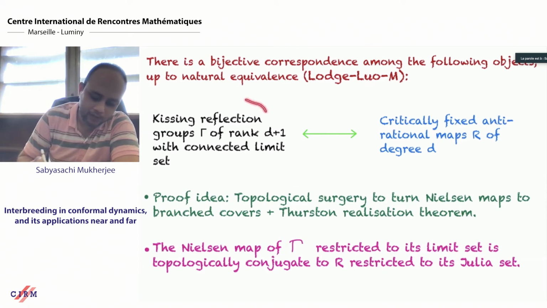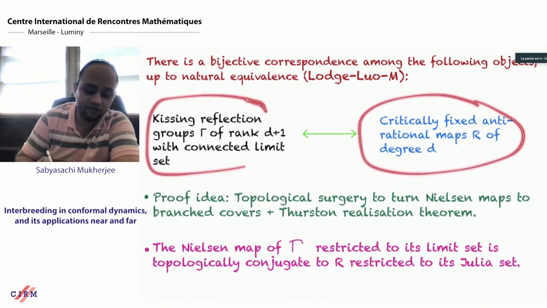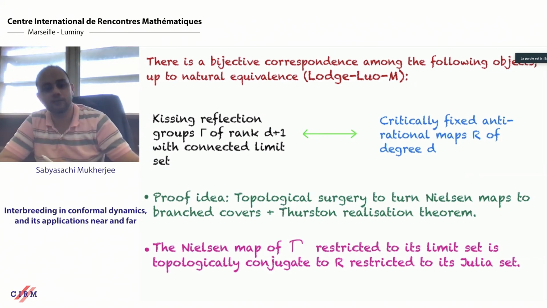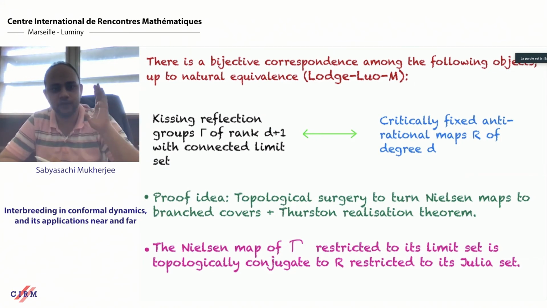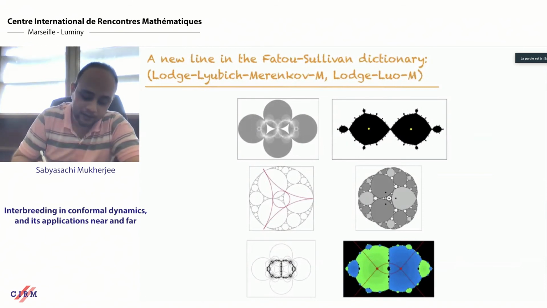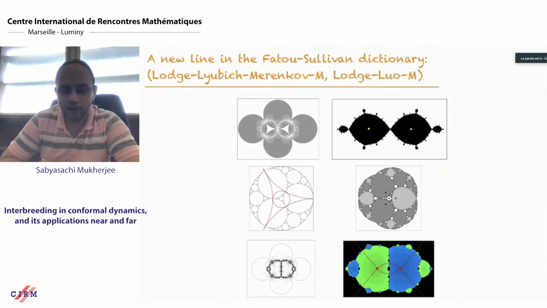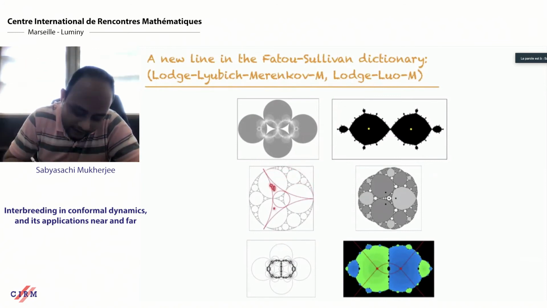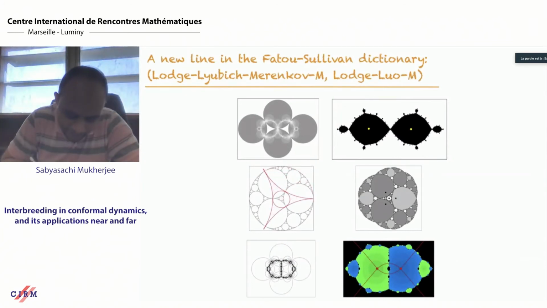How can I cook up a rational map from a reflection group? Here, the idea of using the Nielsen map turns out to be of paramount importance. If you just looked at the group itself, you would never recognize any rational map directly from it. Instead, once you look at the Nielsen map of this reflection group, the Nielsen map is partially defined. However, it's defined on the entire limit set. It's not defined in this region, and somewhere else, or maybe outside here.